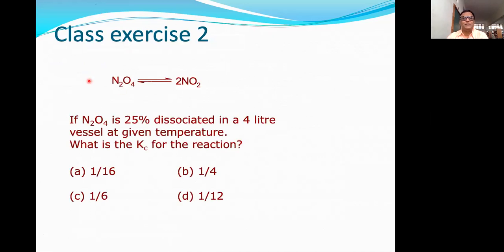Now we'll see the second example. The reaction is given as N2O4 gives 2NO2. If N2O4 is 25% dissociated in a 4-liter vessel at a given temperature, what is the Kc for the reaction? Here, the answers are given as A 1 by 16, B 1 by 4, C 1 upon 6, and D 1 by 12.